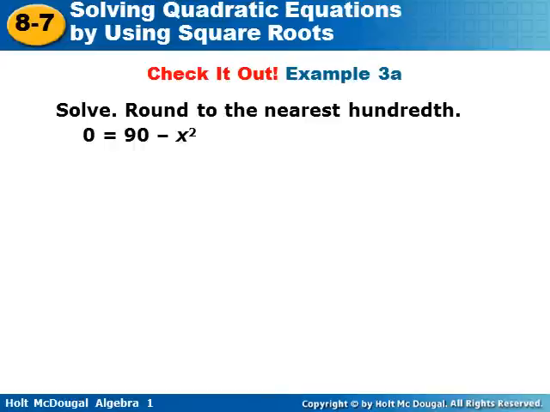Solve, round to the nearest hundredth. 0 equals 90 minus x squared. This one's for you to try, and then you can check back for your answer.